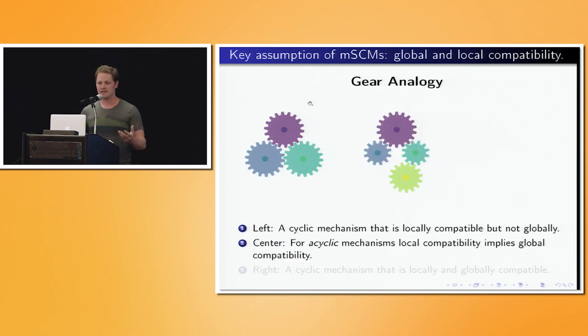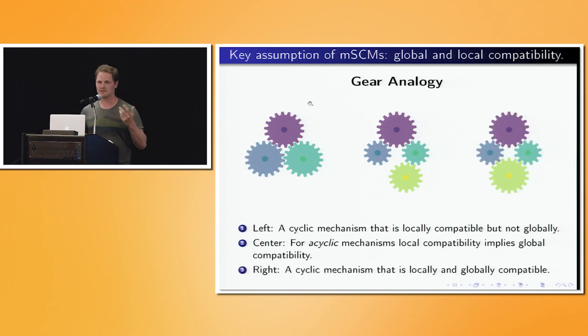But if you have an acyclic model, that's usually the DAG version here, then the local compatibility is enough to ensure that globally things work out. And that's the reason why people didn't need to think about these kinds of compatibility assumptions before, because if they know there are no cycles, they don't need this assumption. And here is a cyclic model which has this global compatibility. So if you're trying to move one of these gears, the others will follow.